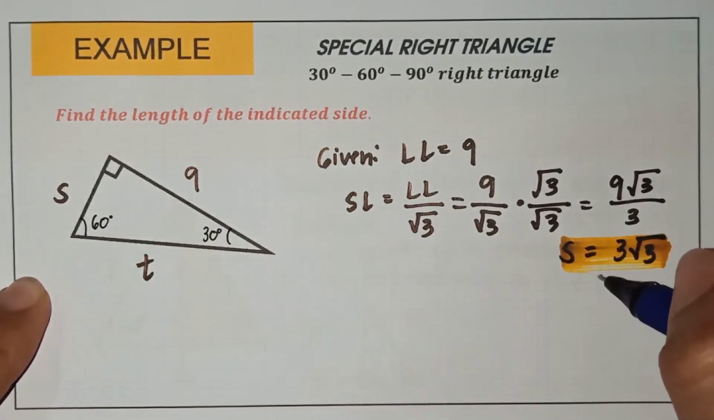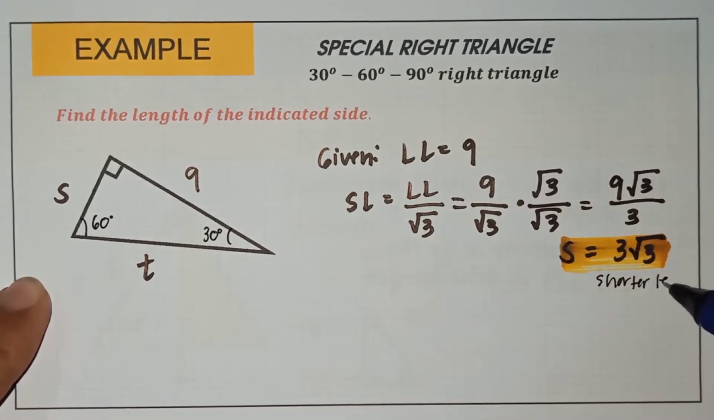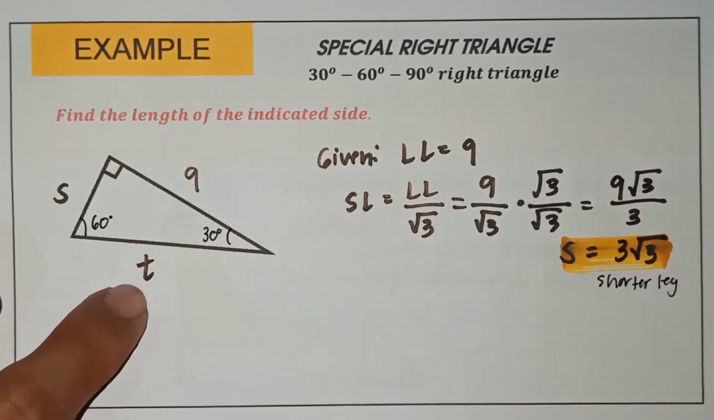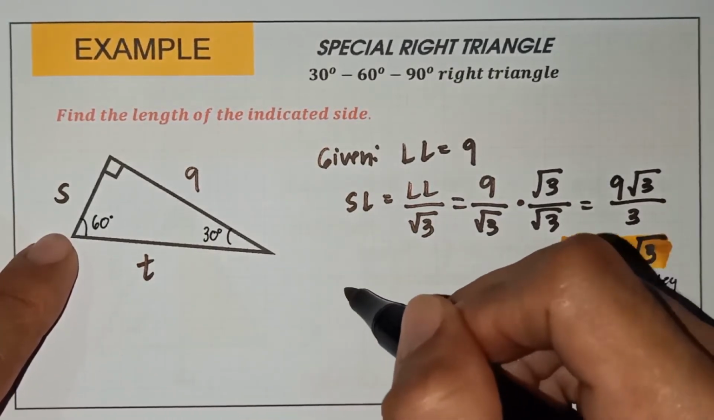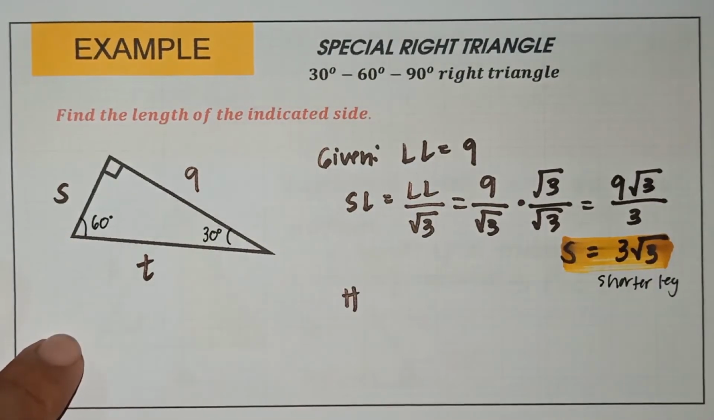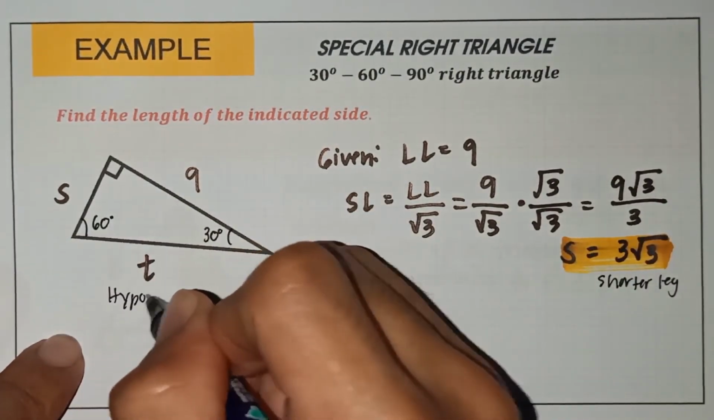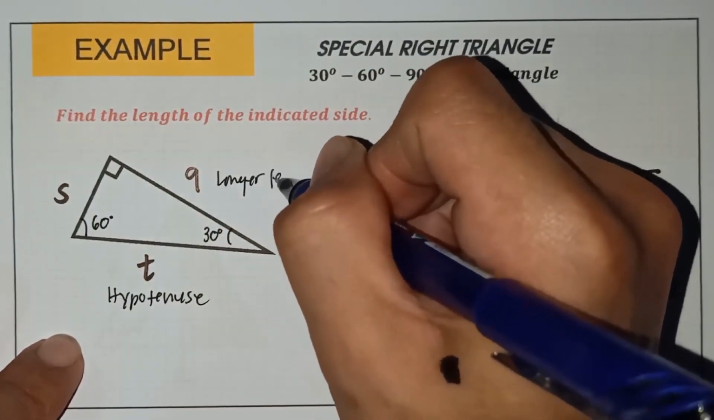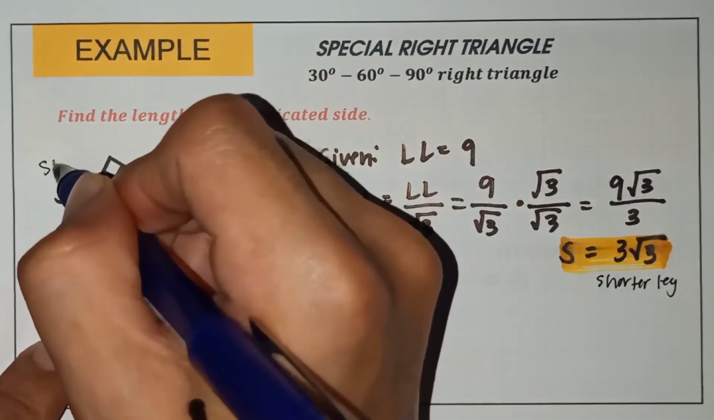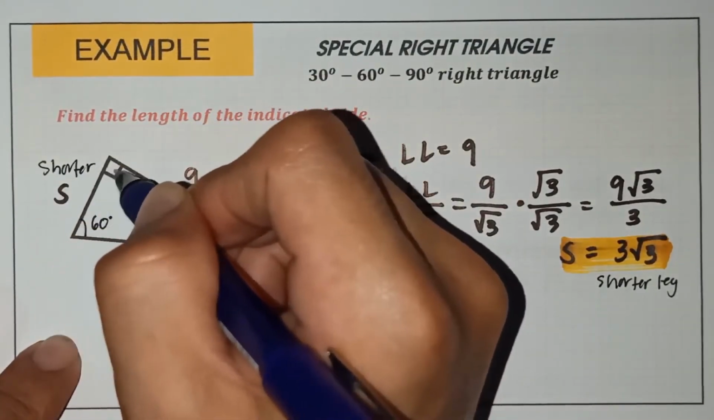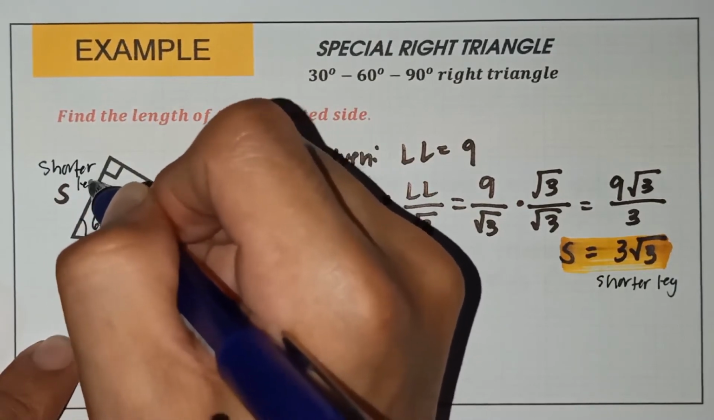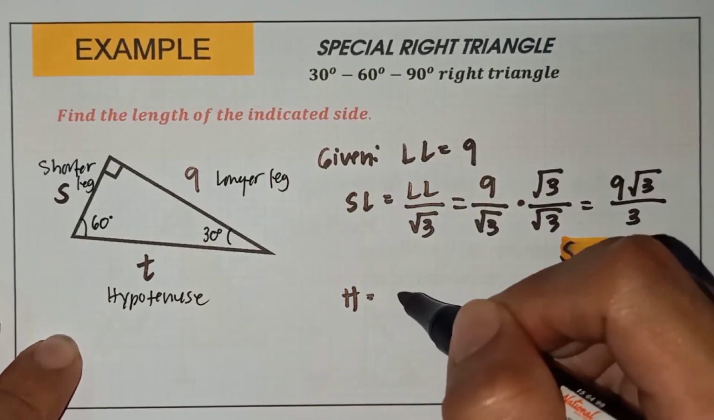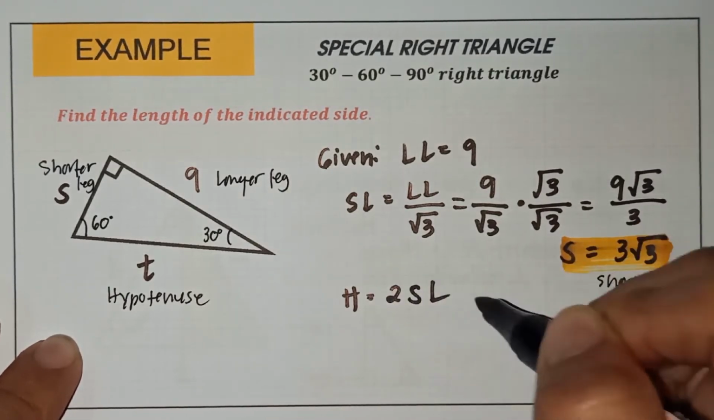This is the shorter leg. On the other hand, to get the hypotenuse, this is the hypotenuse. This is the longer leg, and this is the shorter leg. To get the hypotenuse, that is double the shorter leg.